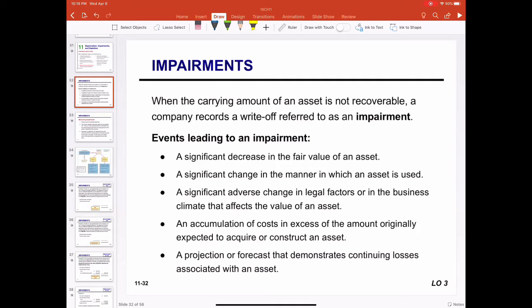In this part, I'm introducing the impairments of property, plant, and equipment. Most operating assets are subject to impairments. In chapter 9, on inventory impairments, we use the LCM or LCNRV to write down the value of inventory. PPE is also subject to impairments when these events happen.